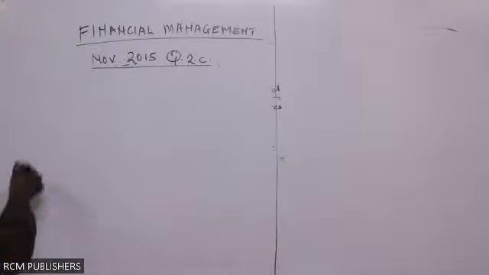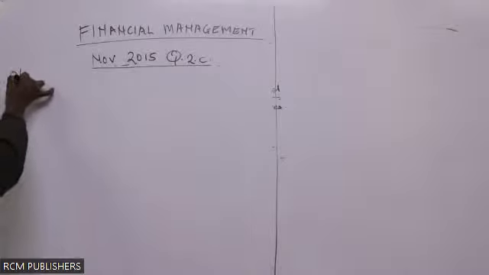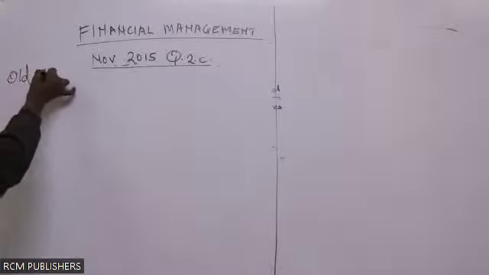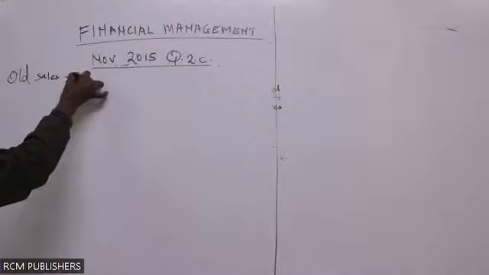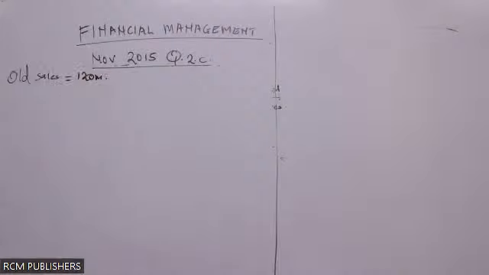New sale. So, old sale is equal to 120, of course, million. What will be my new sale?